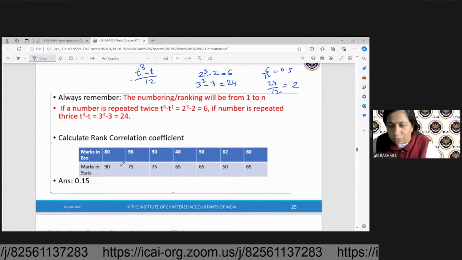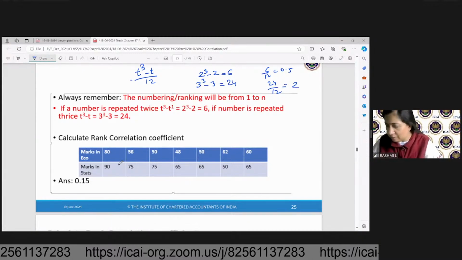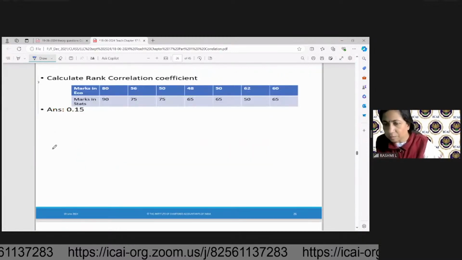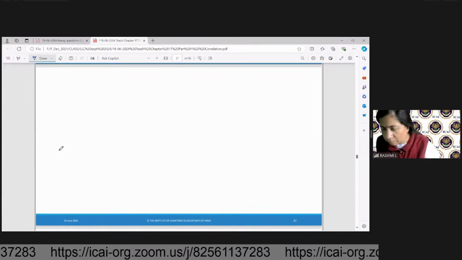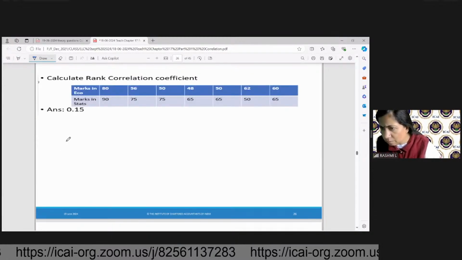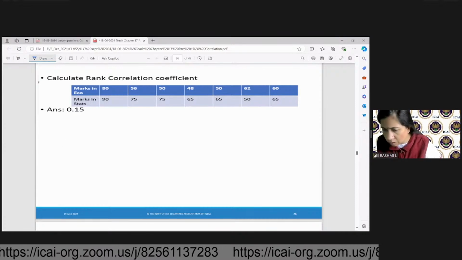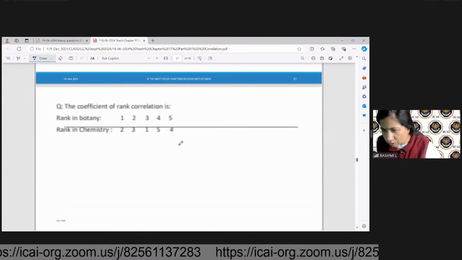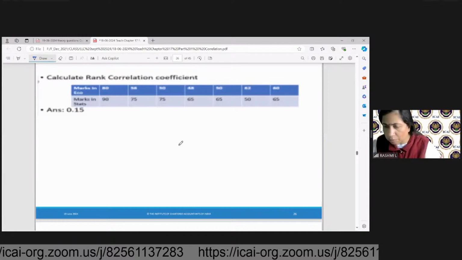Now let us try to do this sum, and once we do that, you will understand. Okay, I forgot to draw the table. No problem.